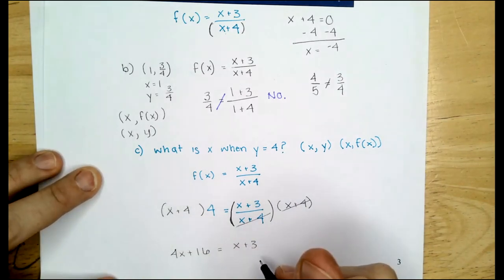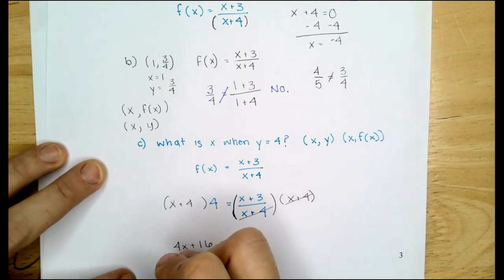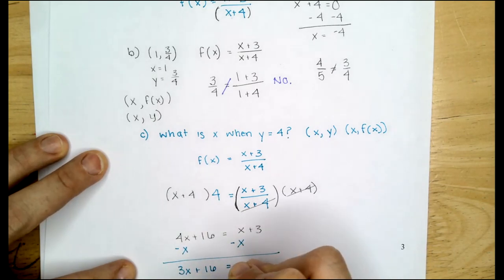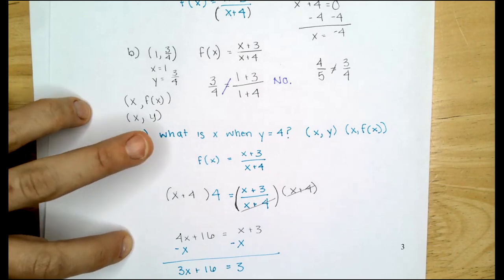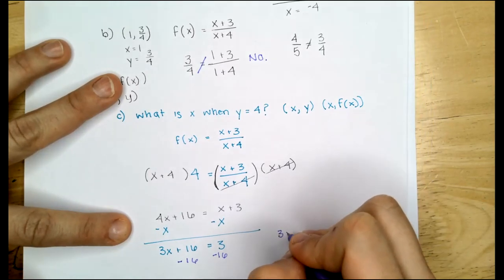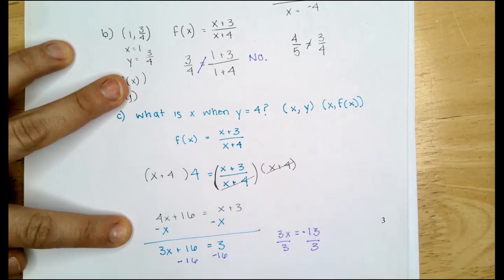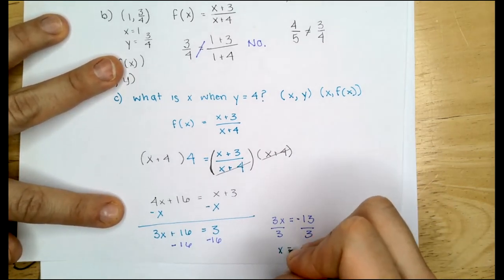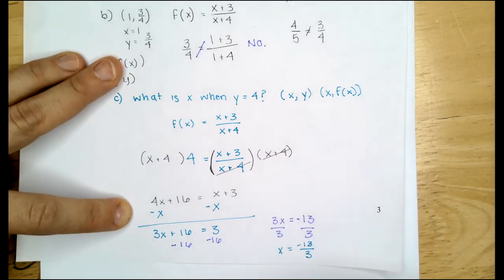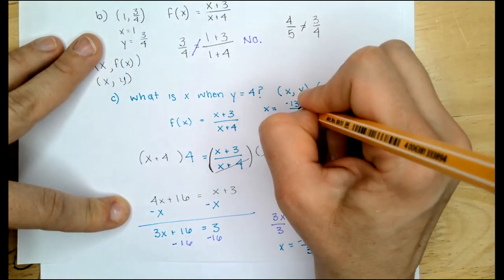Good. Now, let's just move the x's to one side and the constants to the other side. Subtract x. 3x plus 16 equals 3. Subtract that 16. And we get 3x equals negative 13. One more step. Divide by 3. Final answer is x is negative 13 thirds. Okay, so when y is 4, x is negative 13 over 3.